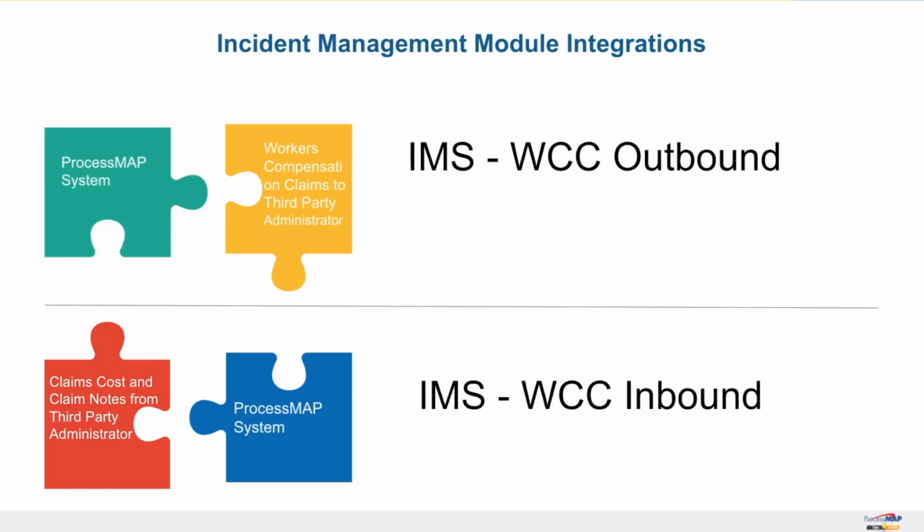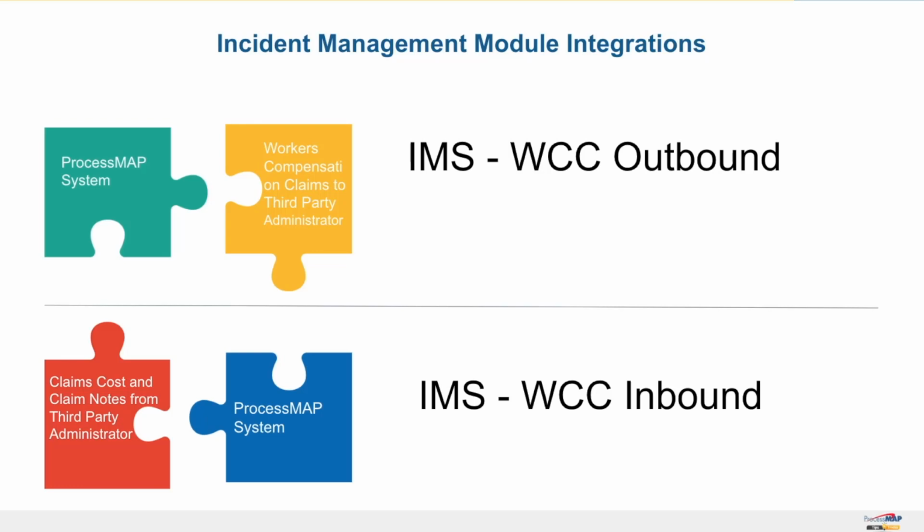Now, let's take a look at the IMS WCC outbound. Following an on-the-job injury or work-related illness, there is a limited amount of time to report an injury and file a workman's compensation claim. Failure to do so can result in the denial of your workman's compensation insured benefits. That's why it's important that the employers train their employees to immediately report an injury at work.